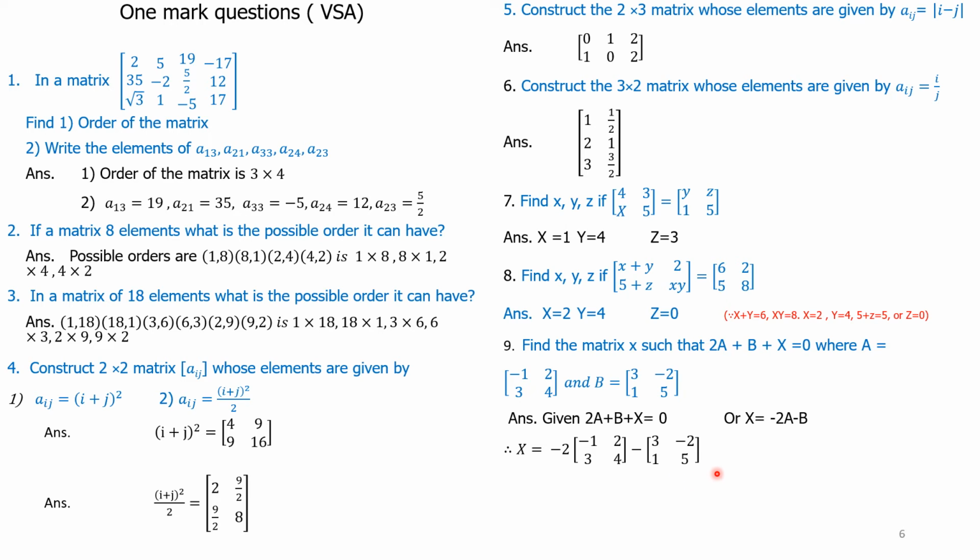Now we have to add. This is a 2 by 2 matrix, and this is also a 2 by 2 matrix. We can add corresponding elements. Therefore, -2 plus -3 is -1... 2 minus 3 is -1, -4 plus 2 is -2, -6 minus 1 is -7, -8 minus 5 is -13. This is the value of X.